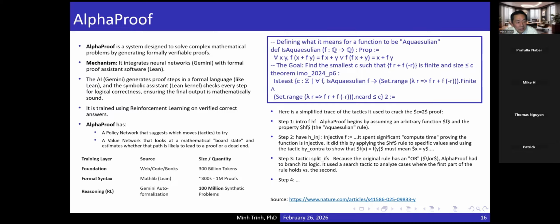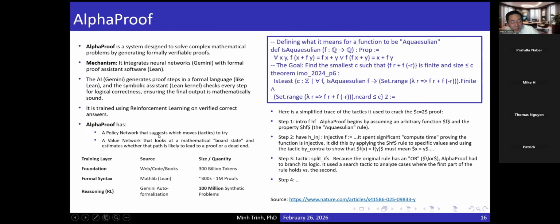And then, to write the proofs, they use what they call tactics or moves to try. So AlphaProof has two components, a bit like AlphaGo. It's not surprising. I think some of the scientists who worked on AlphaGo also work on AlphaProof. So you have the same kind of idea.